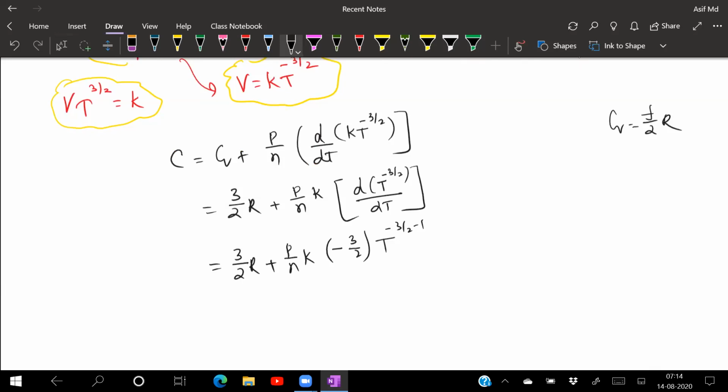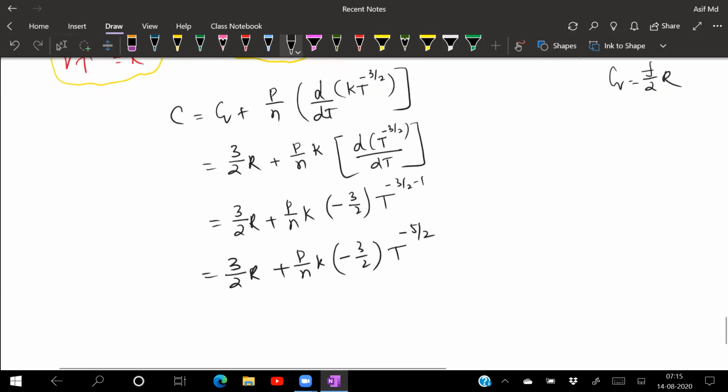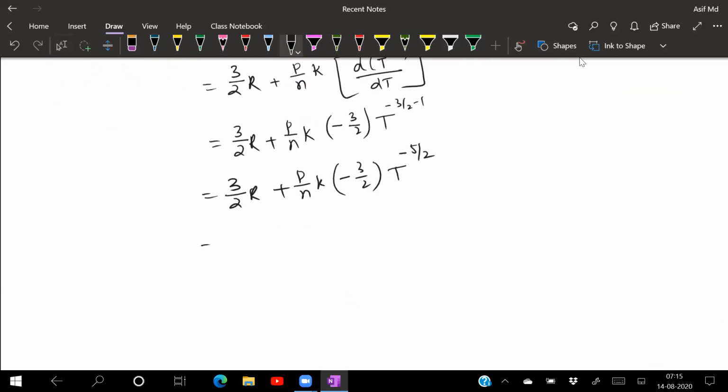Yes, sir. So that is 3 by 2 into R plus P by N into K into minus of 3 by 2 into T to the power of minus 3 by 2 minus 1, which is how much for me? Minus 5 by 2. Now this can be simplified still as 3 by 2 into R plus, this will become for me minus of P by N into some constant K value I'll write later. This is 3 by 2 into T to the power of minus 5 by 2 into K.